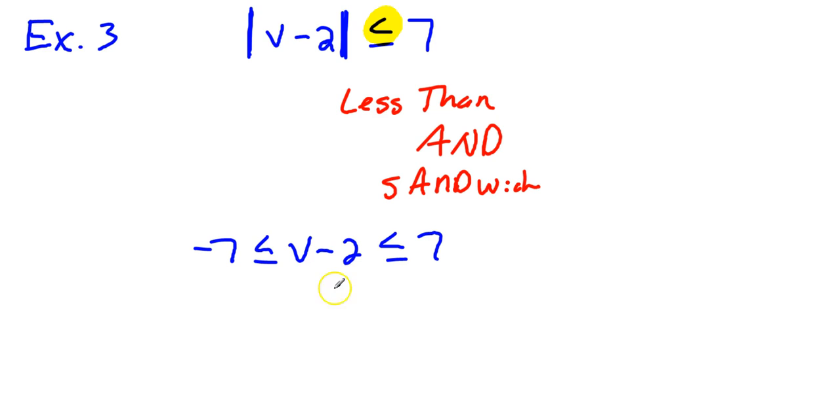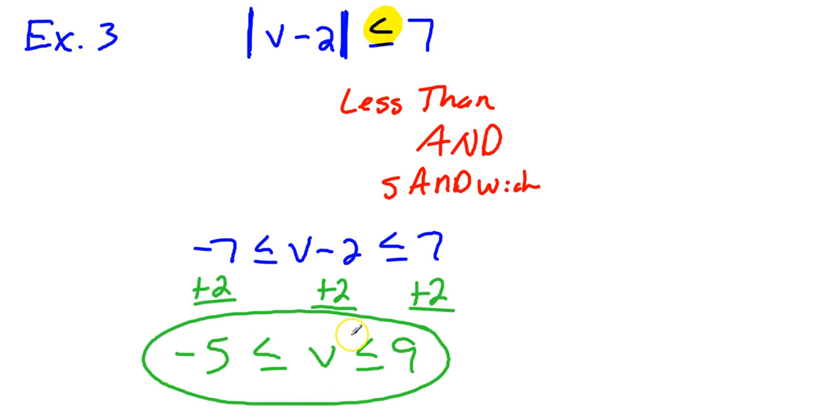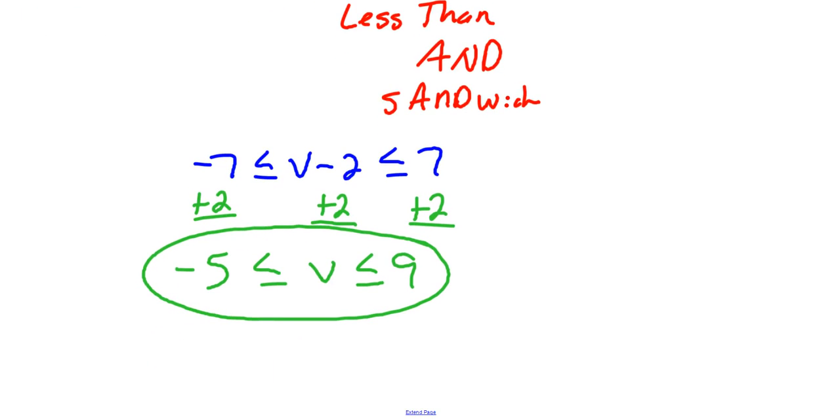So to get the v by itself, now you've got to add 2. We're going to add 2 to all 3 parts. So if you do that, -7 plus 2 is -5. The v's by itself now, and 7 plus 2 would be 9. So anything between -5 and 9, you can take any number between -5 and 9, plug it back into the inequality in the beginning, and that'll make that inequality true.